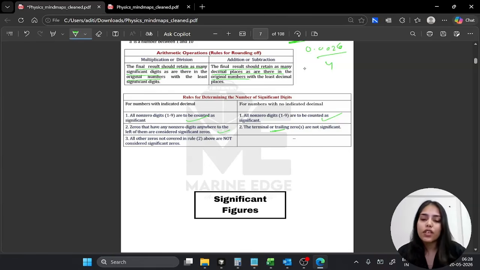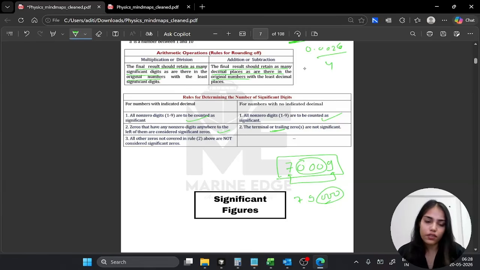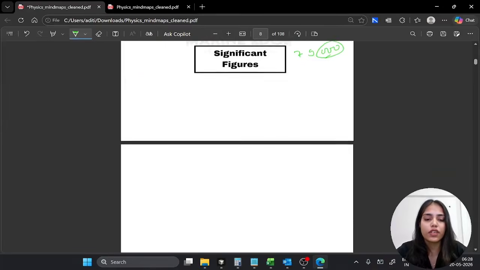Now, if we are talking about this, there is no decimal here, but these 3 zeros are significant. Why? Because they are between two numerical values, between 1 and 9. But in 79 and 30, this zero is not significant. So trailing or terminal zeros are not significant, but the zeros between two numbers are significant. Now, all other zeros not covered in the second rule are not significant. So these are the three basic concepts about determining the number of significant figures.